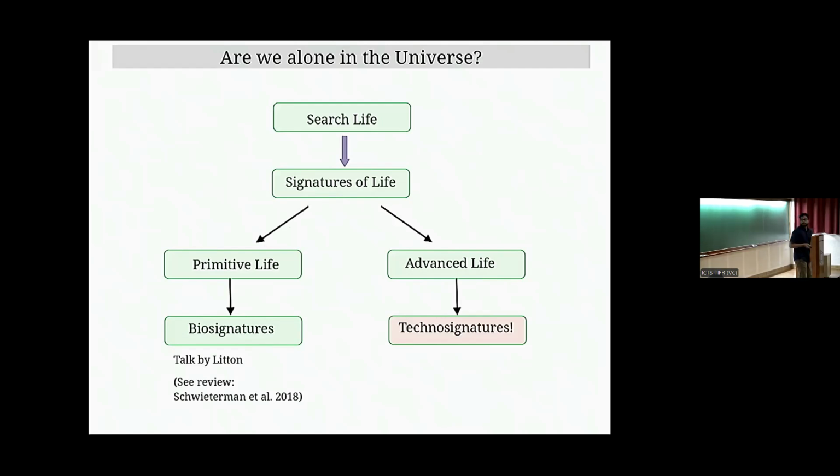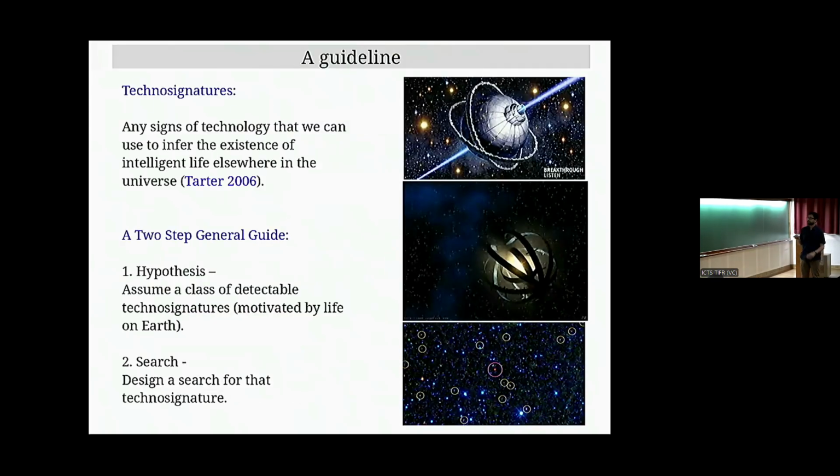One is coming from primitive life, called biosignatures, and look for the talk by Litton just before the lunch today. Whereas for advanced life, the signatures are called technosignatures. So what are technosignatures? The definition of a technosignature is this: any sign of technology that we can use to infer the existence of intelligent life elsewhere in the universe is a technosignature.